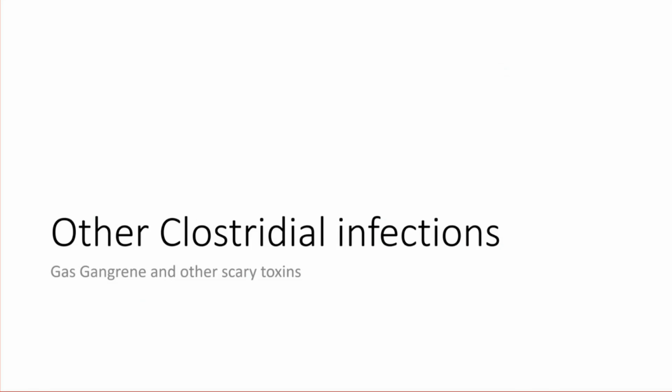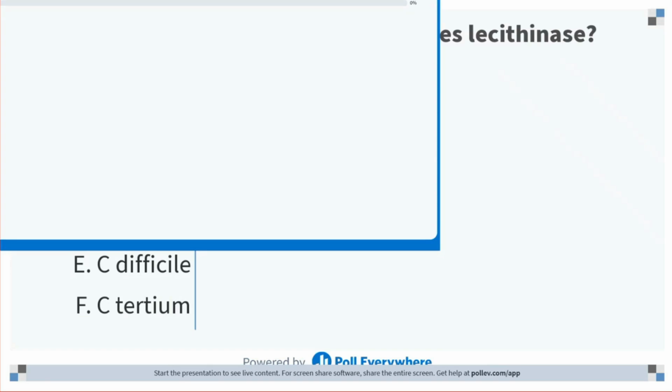The next question, I'll just read it to you: which Clostridium species produces lecithinase? What is lecithin? Lecithinase is something that will degrade lecithin. Lecithin is a mixture of fats that's in our cell membranes, right? So the infection that would cause a necrotizing infection is perfringens. So that would produce lecithinase. You can see that.